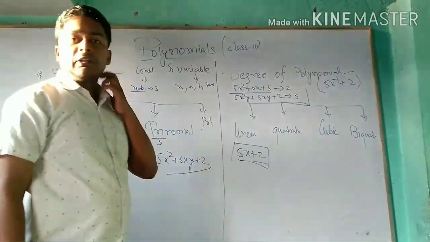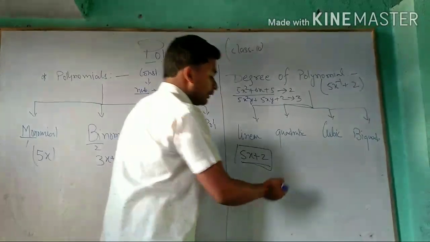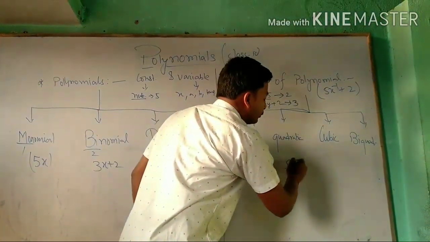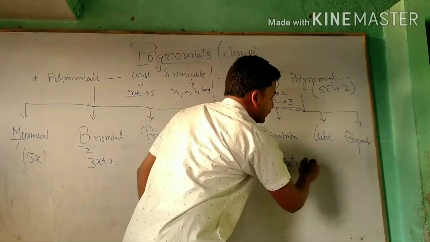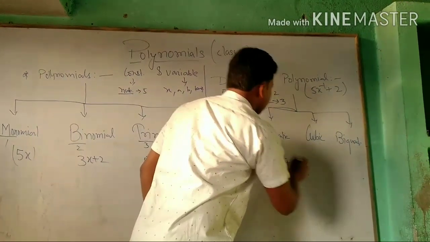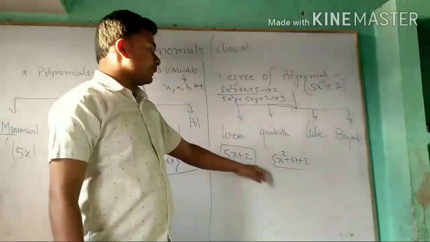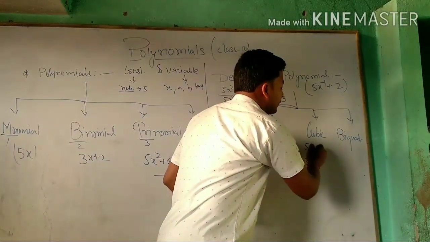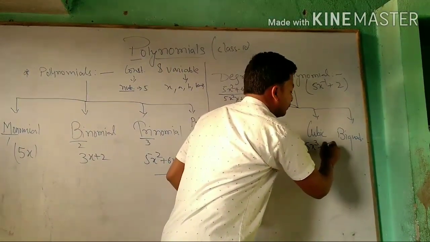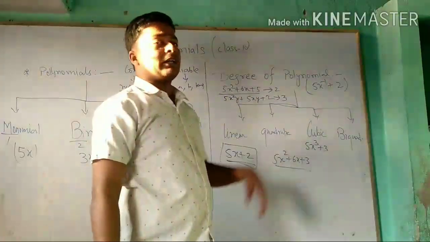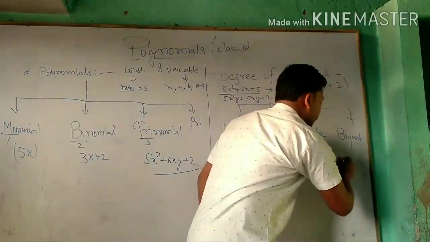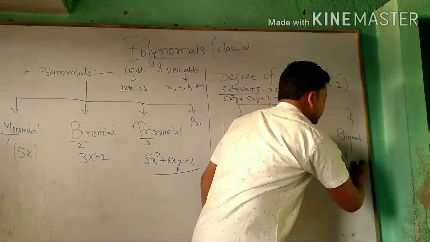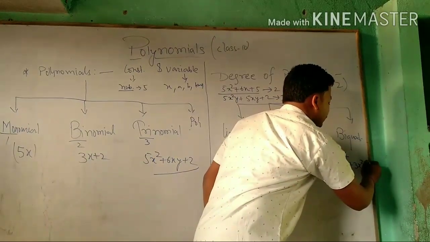What about quadratic? A quadratic has degree equal to 2, for example 5x square plus 6x plus 3. This is a quadratic polynomial in one variable. A cubic polynomial, similarly, can be written as 5x cube plus 3. And a biquadratic, 5x raised to power 4 plus 3x cube and so on.